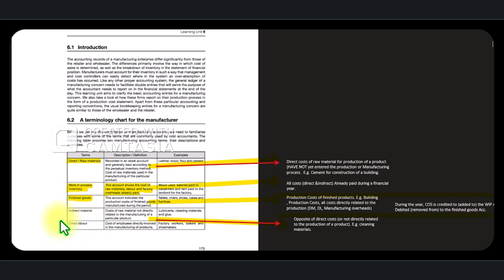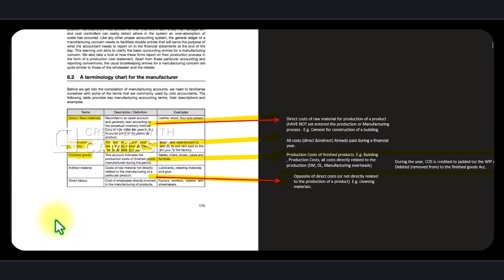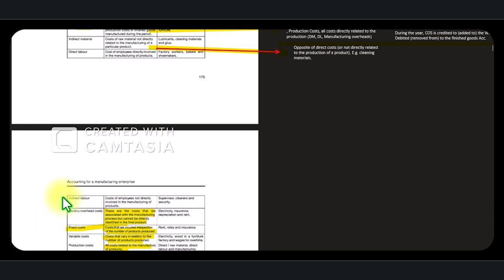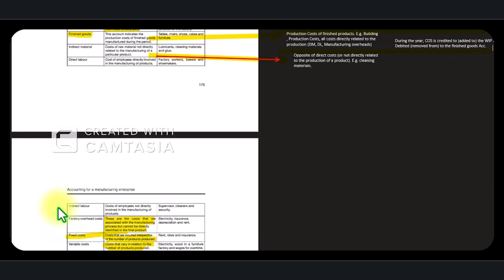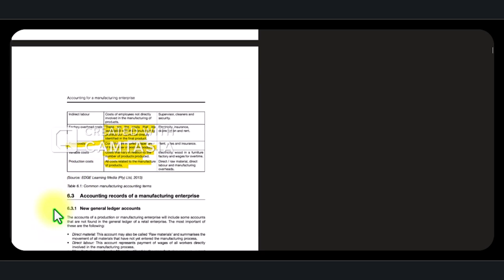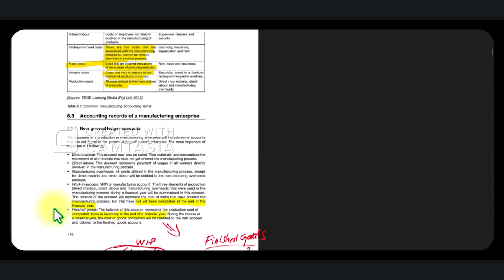Obviously, indirect material will be in contrast to the direct material, and indirect labor will be in contrast to the direct labor. And then you do have the factory overhead cost, as well as a difference between the fixed cost and the variable cost. And as you know, the difference will be in how they relate to the number of products produced. And then you would have your production cost, which encompasses all the costs related to the manufacturing of products, right?